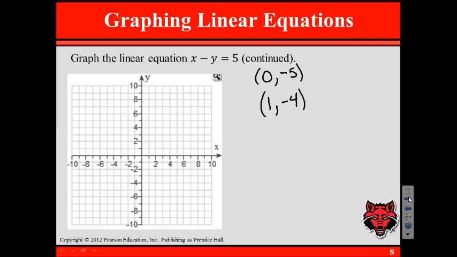So starting with 0, -5, we put our pencil at the origin. We don't move any left or right because the x-coordinate is 0, and we'll move down 5. And since we've gone in the x and y direction, we put the point. For the second point, 1, -4, we go back to the origin. We move 1 unit to the right, 4 units down, and we place our second point.